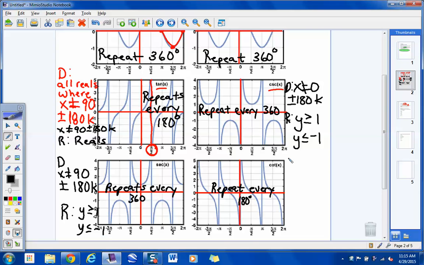The domain. Where's the first vertical asymptote at for cotangent? Looks like right at 0. So x cannot equal what? And then how many degrees does this repeat itself? 180. This is getting kind of shoddy. Can you guys read what I'm putting down here? It's kind of hard to read. This says the x cannot equal 0 plus or minus 180 times k. How about your range then for this? Real numbers. All reals, right?